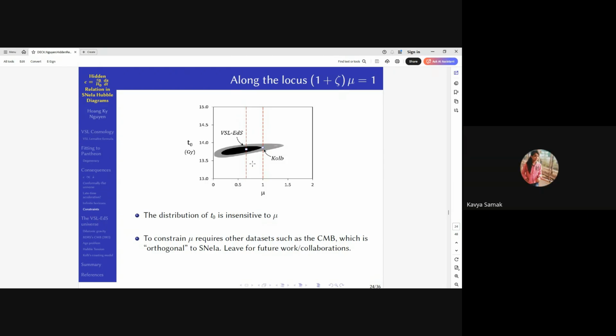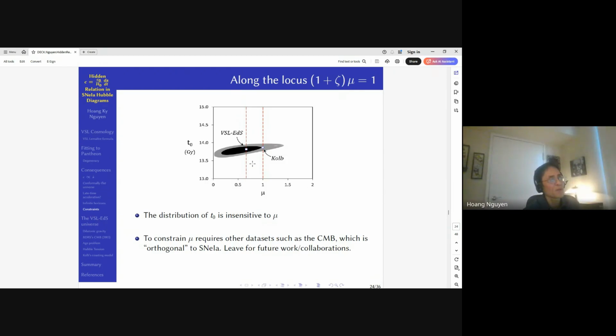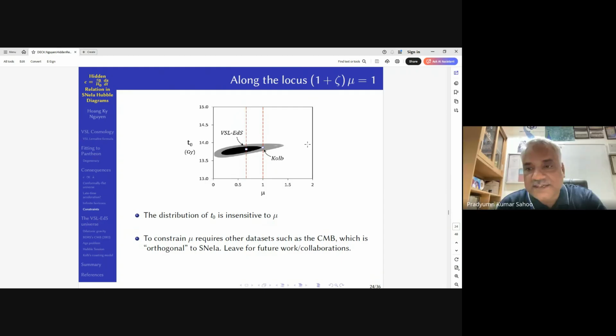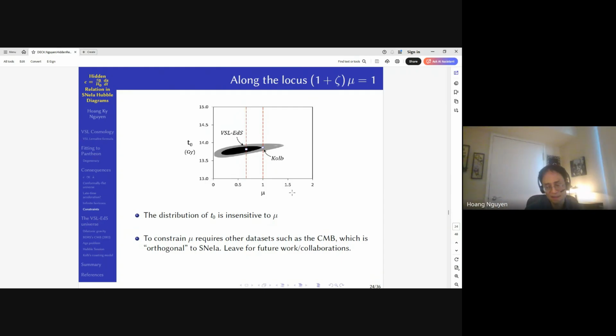Thank you. By the way, I also applied this to the Union Cuban one, and we got the same result. It doesn't depend on the data set. I applied this to Pantheon, but it also works for the Union Cuban one.